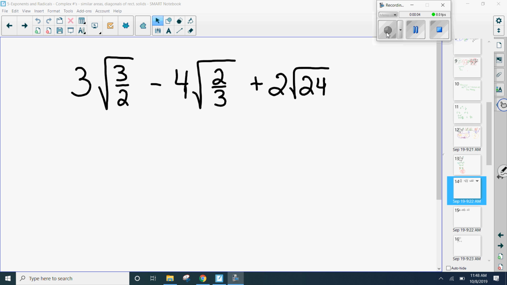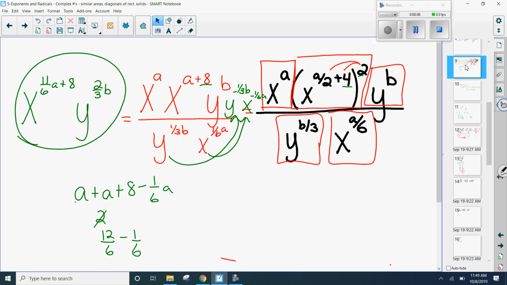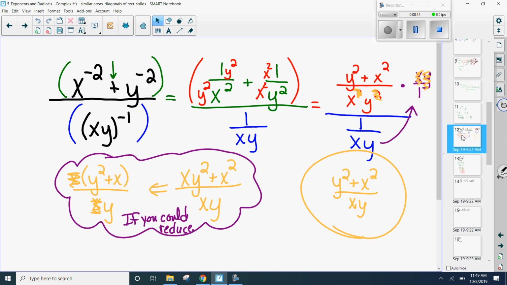So far in this lesson, we talked about how to work with exponents if they're fractional exponents. We looked at problems like that. We have talked about what to do if they are negative exponents. You write them as positive exponents and then solve.